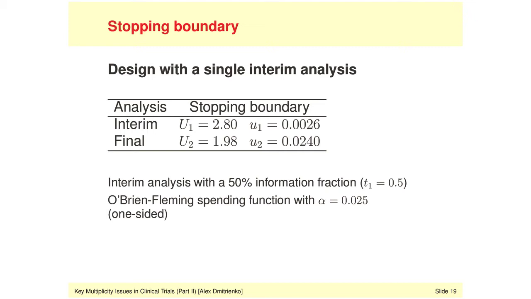And when we now switch to the final analysis, we see that the adjusted significance level at the final analysis, U2, is given by 0.024. It's actually very, very close to the significance level that would have been used in a traditional fixed sample design, which would be, of course, 0.025.